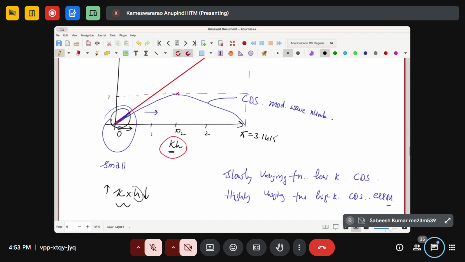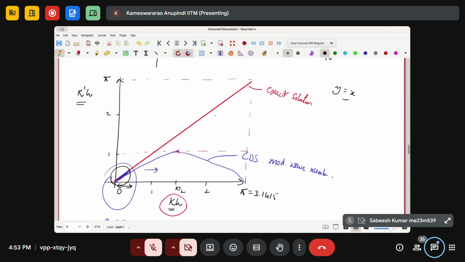But then this h can be very small, right? Because your h has to be essentially 1 over k or pi over k, such that your CDS will start working. So as a result, many of the finite difference schemes perform well when you are dealing with slowly varying functions. They do not accurately calculate the derivative values when you are dealing with highly varying k values.